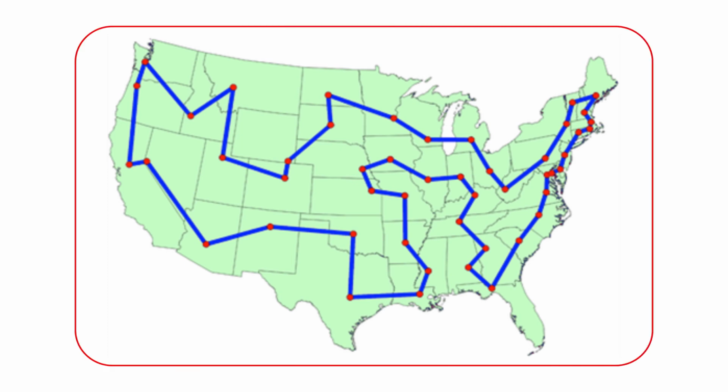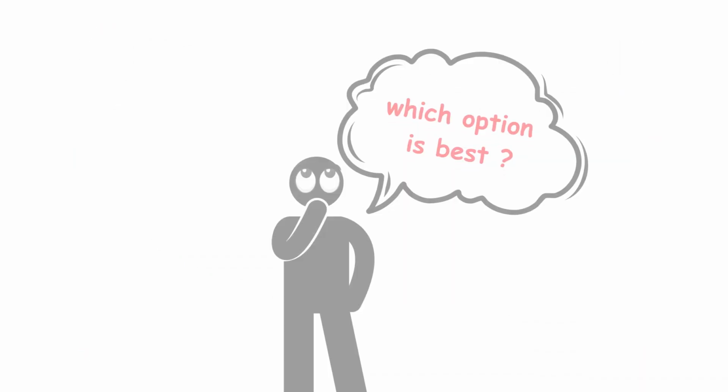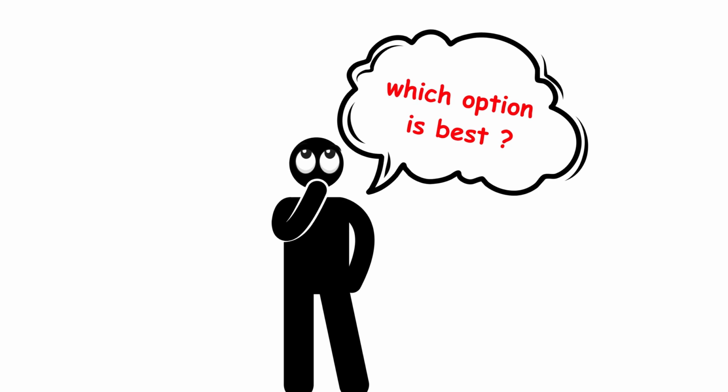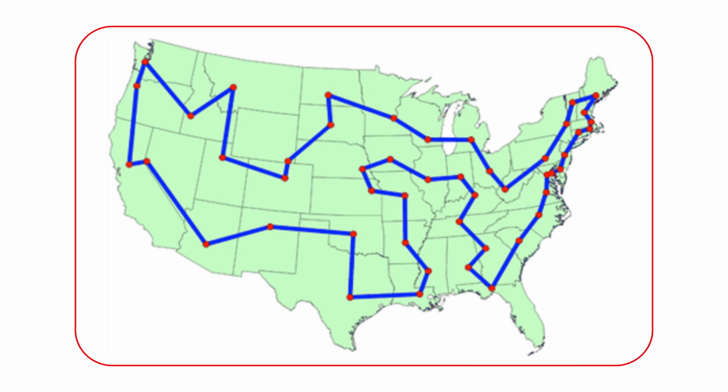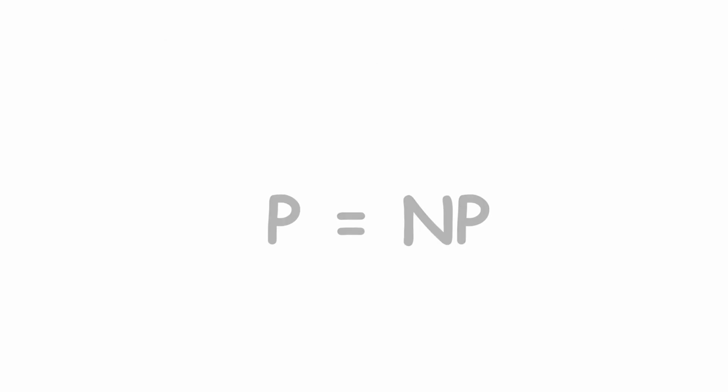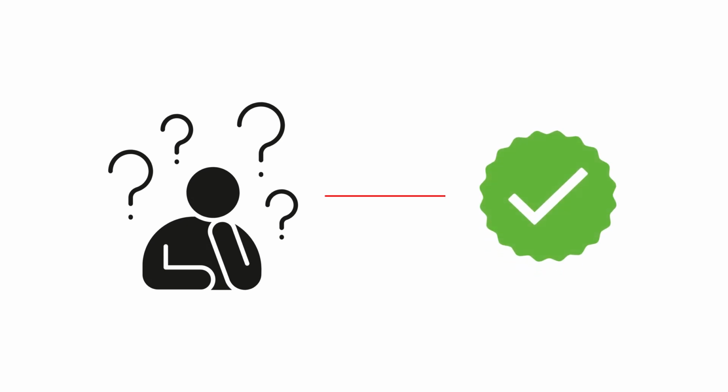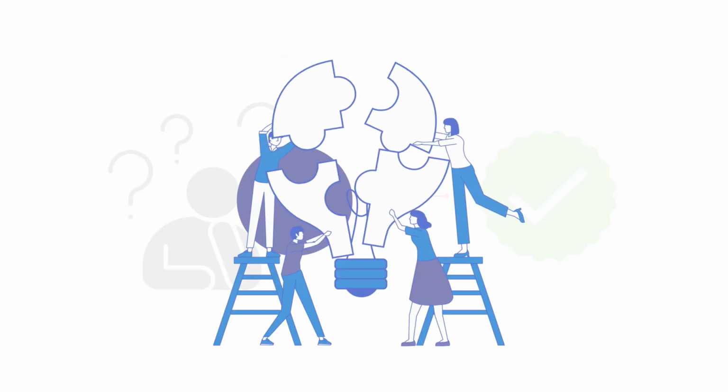Verifying whether a proposed route is correct is straightforward, but finding the best one may require exponential time in the worst case. The significance of this problem goes beyond theory. If it were proven that P equals NP, it would mean that every problem for which an efficient verification exists could also be solved efficiently.